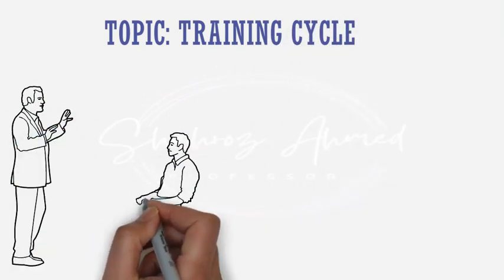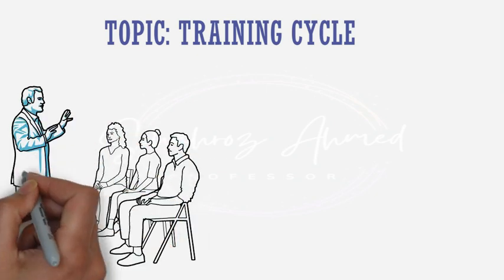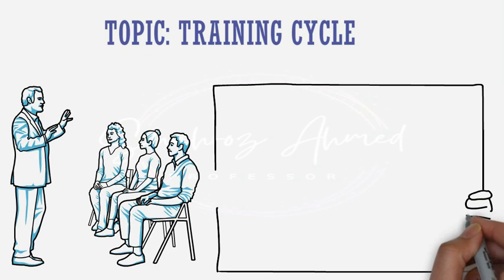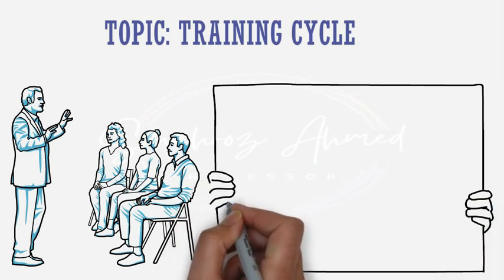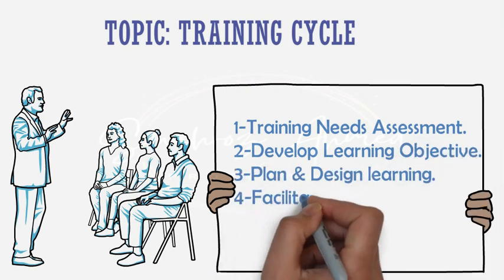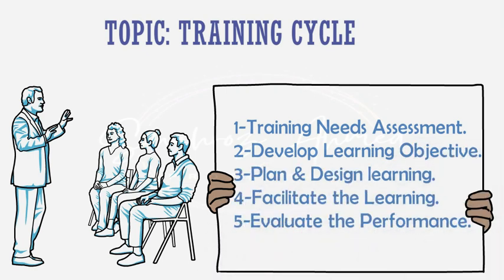Training cycle means to perform a training and enhance the capacity of a particular group of people on a particular topic. There are 5 basic components you need to keep in mind while organizing a training session, which are training needs assessment, develop learning objectives, plan and design learning, facilitate the training, and evaluate the performance.